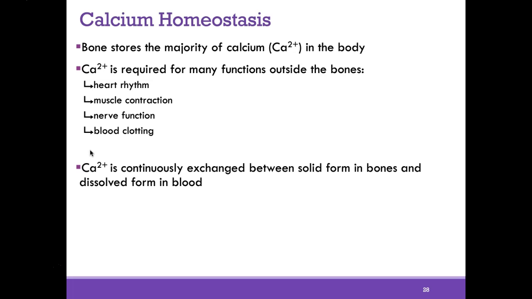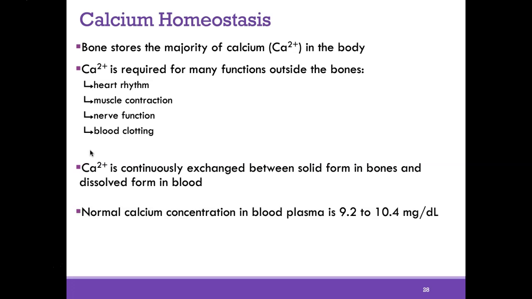Calcium is continuously exchanged between the solid form in bones and the dissolved form in blood. The normal calcium concentration in blood plasma is about 9.2 to 10.4 milligrams per deciliter, and that's a very narrow margin of safety.